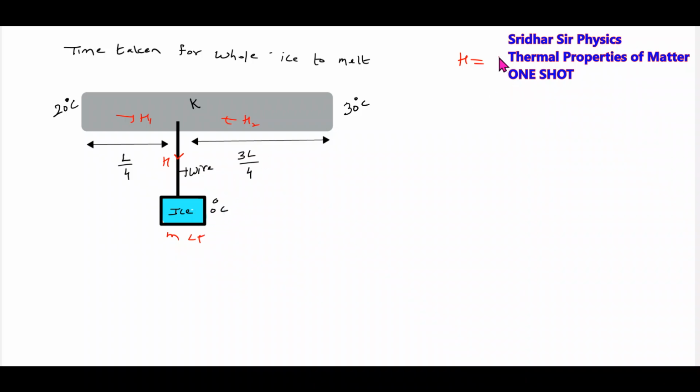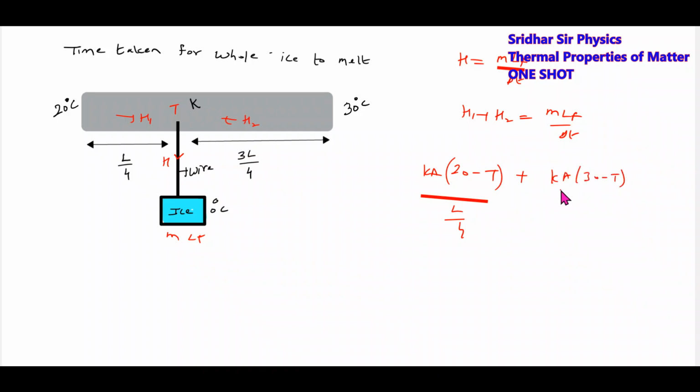Then this H should be equal to MLF by delta T. What is this H? It should be equal to H1 plus H2. What is H1? Let the temperature here be T. H1 will be KA(20 minus T) by L by 4. What is H2? H2 will be KA(30 minus T) by 3L by 4. So this is the time taken for all ice to melt. All these are simple idea based questions, very important for mains advanced.